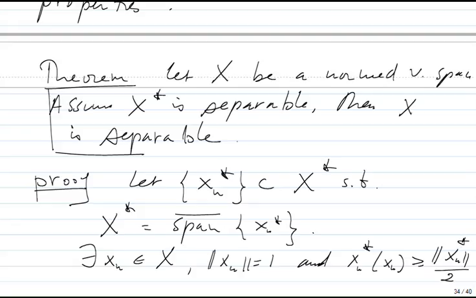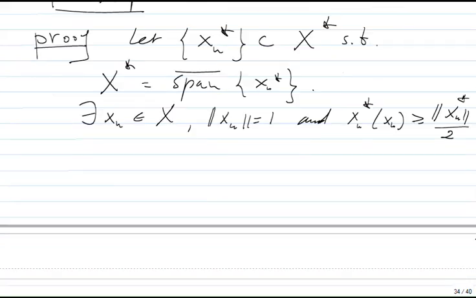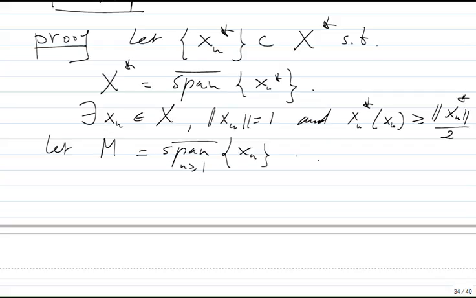For example, let M be the span of the xn's. Of course, the xn here is chosen for every n. For every n, we use that. So clearly, M is a separable subspace of X.